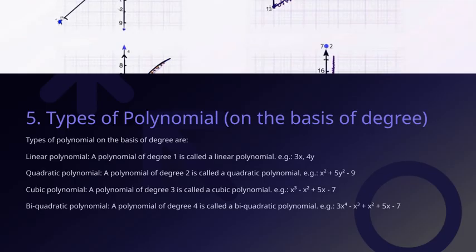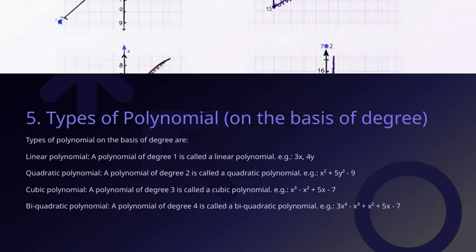Next, we have the quadratic polynomial, which is of degree 2. For example, something like x² plus 5y² minus 9. Quadratic polynomials are quite important because they produce parabolic shapes when graphed. They appear often in areas like physics, engineering, and even economics.